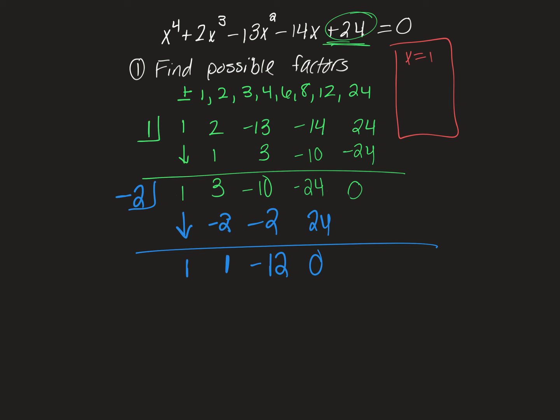Right, so now we can write that as x squared plus x minus 12. And we could simply factor that to x minus 3 and x plus 4. And you're done.